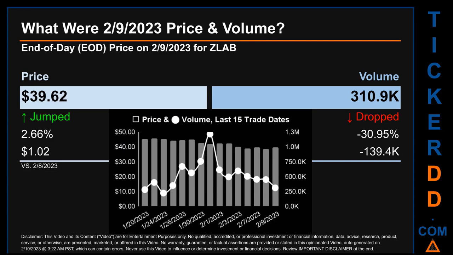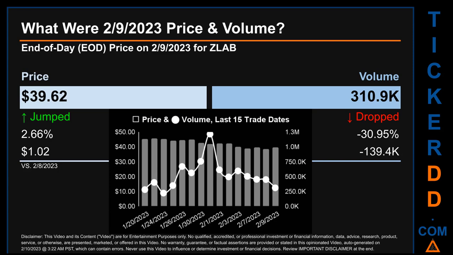What was end of day price and volume for ZLAB? On Thursday, February 9, 2023, ZLAB had an end-of-day price of $39.62 and volume of about 310.9 thousand. Compared to the previous trading day, the price jumped 2.66%, gaining $1.02, while volume dropped 30.95%, decreasing about 139.4 thousand.